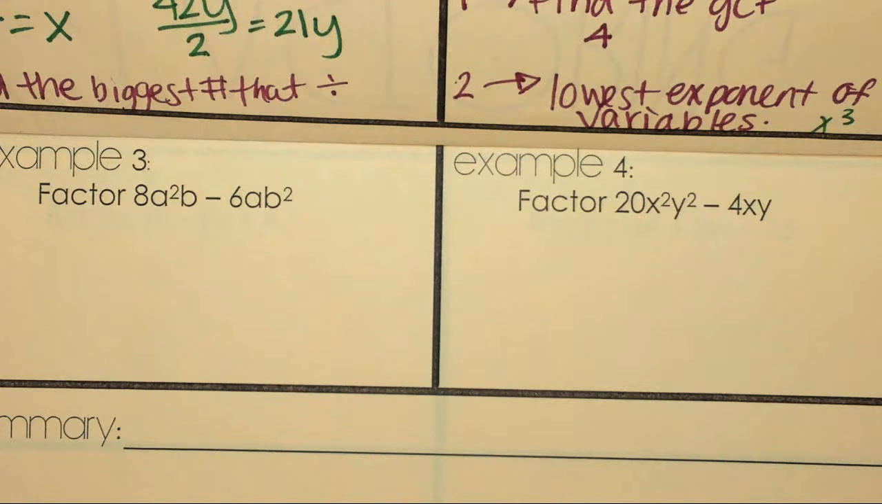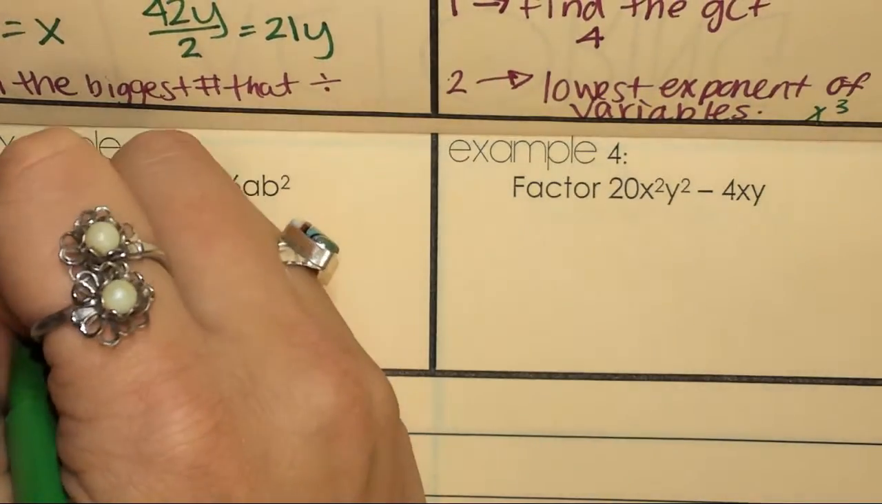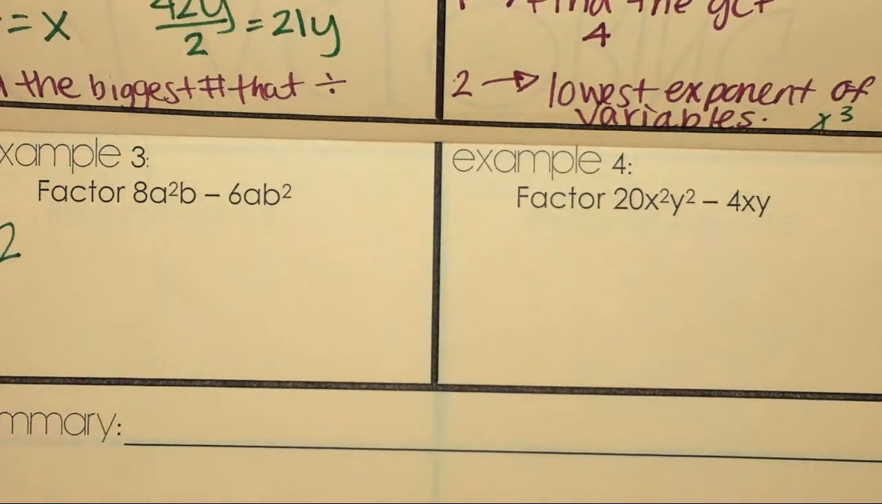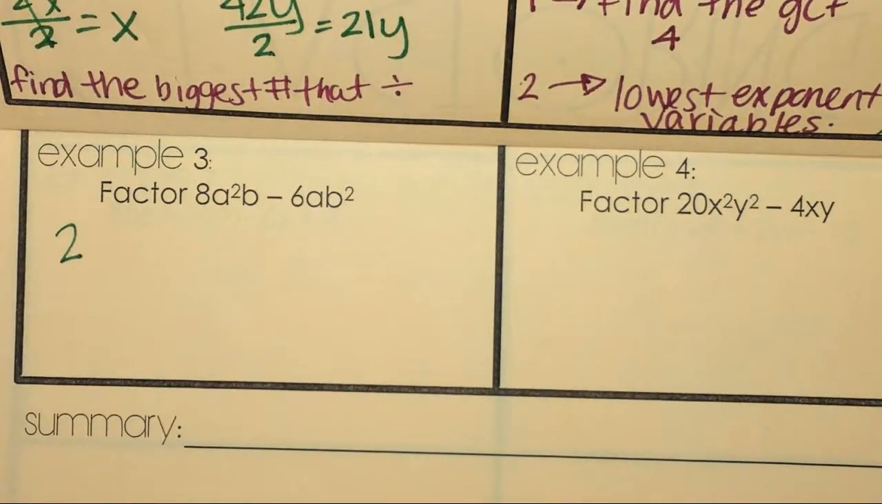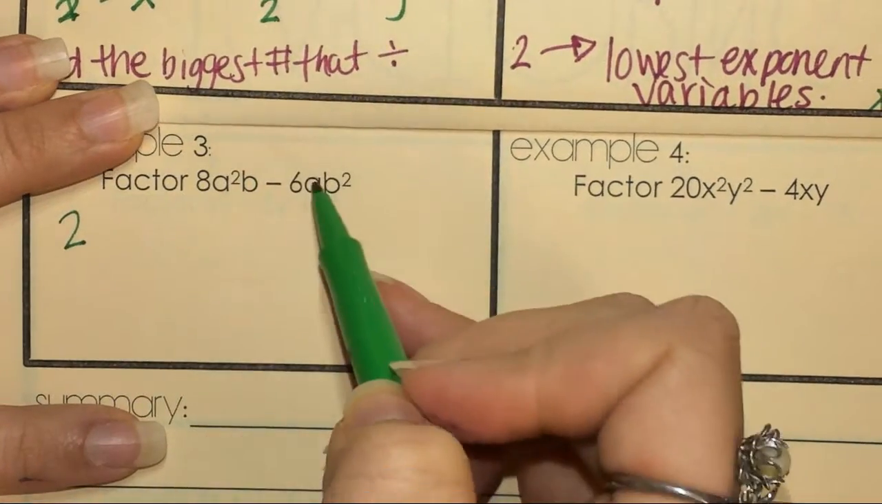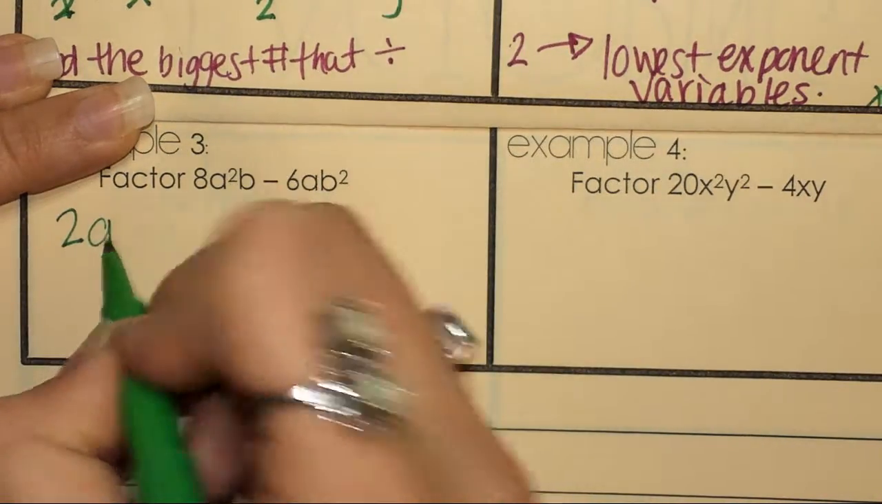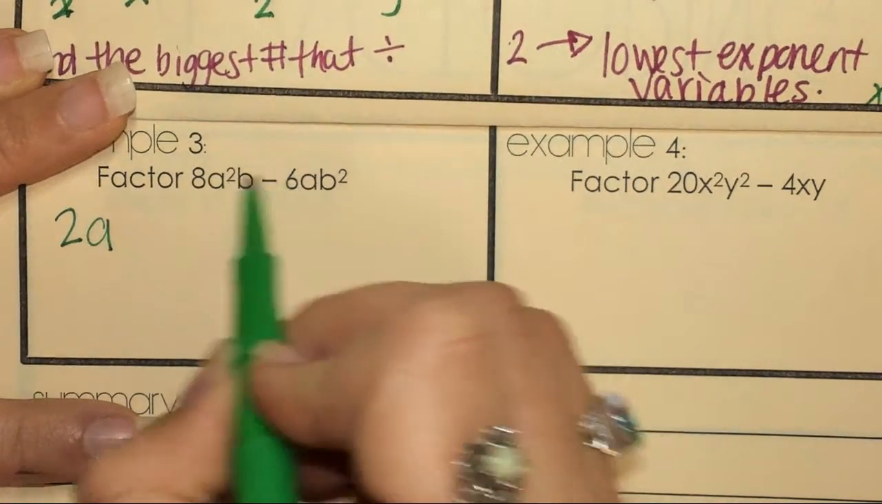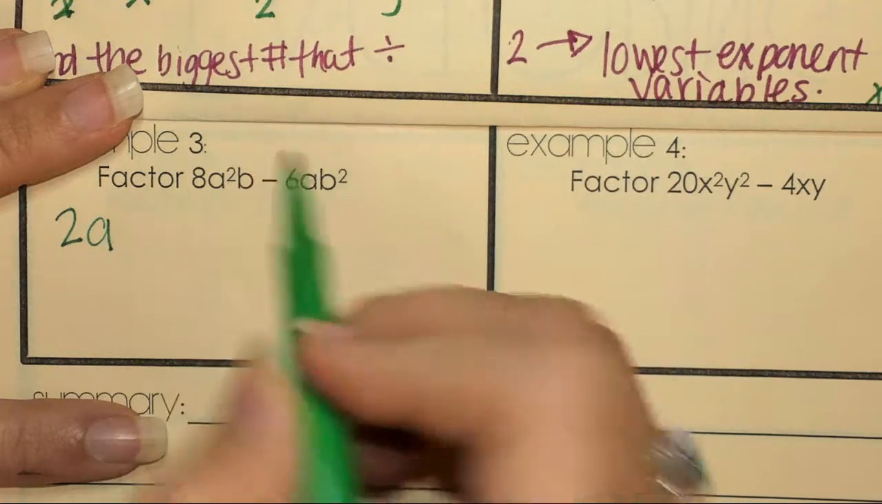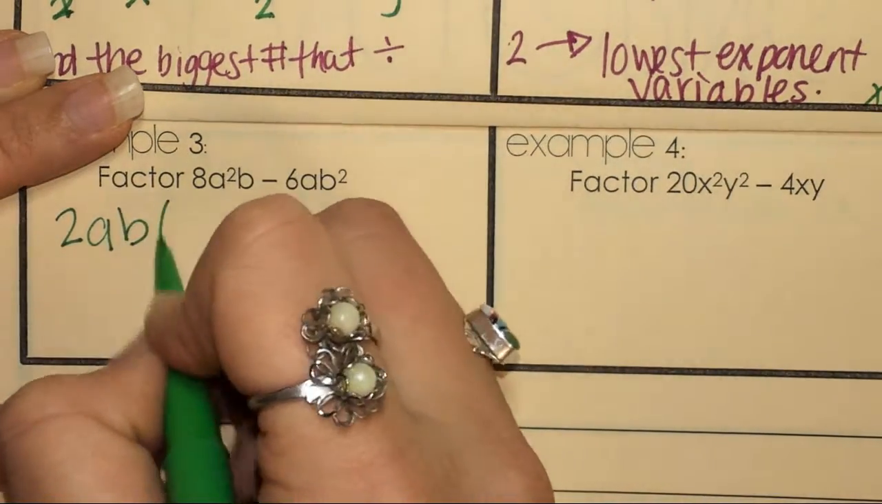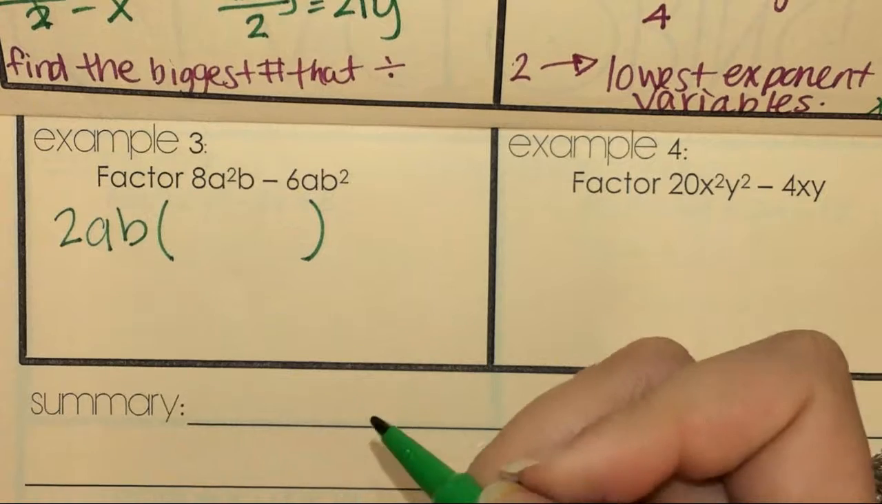So, what's the biggest number that goes into both 8 and 6? 2. Okay? And then you take your smallest exponent of both a and b. So what's smaller, 2 or 1? 1. Now let's look at our b's. They both have a b in it. So what's smaller, 2 or 1? 1. So we bring out a 2ab.